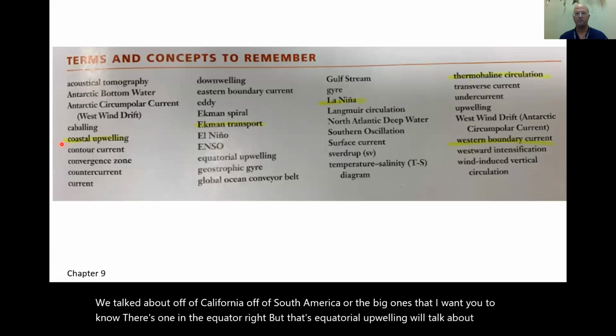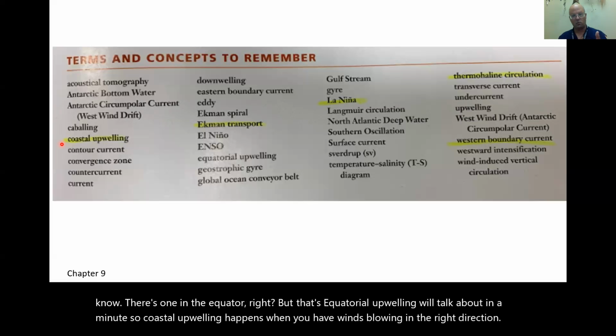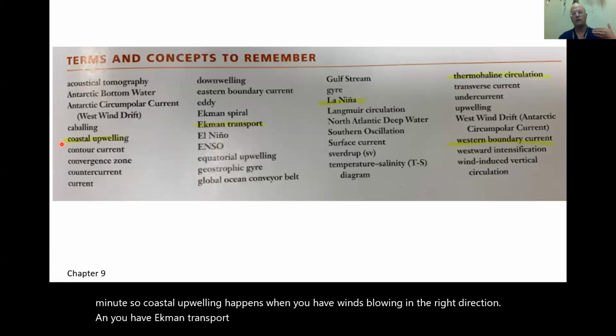So coastal upwelling happens when you have winds blowing in the right direction and you have Ekman transport, which is moving water 90 degrees to the wind. And that allows the deep cold water with all the nutrients to come up. And that's coastal upwelling.